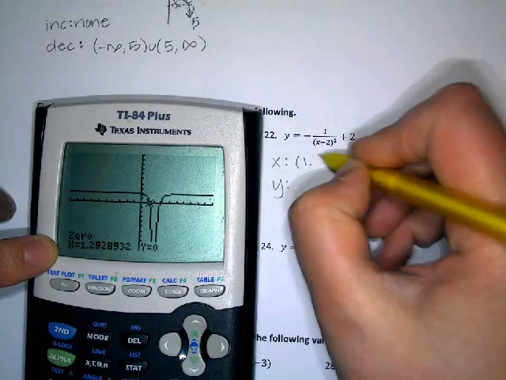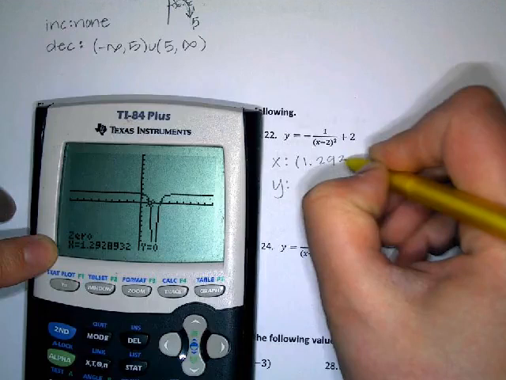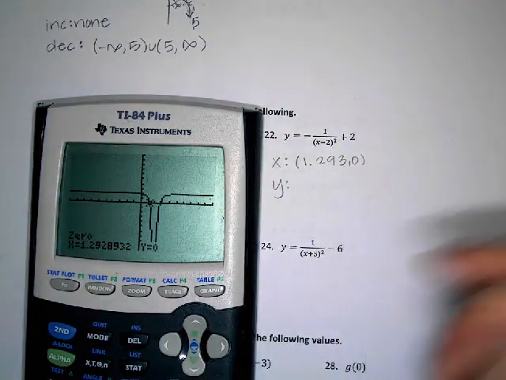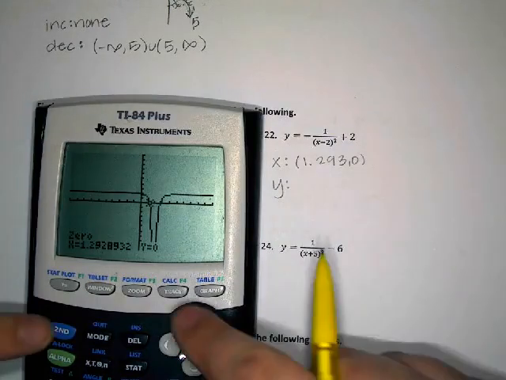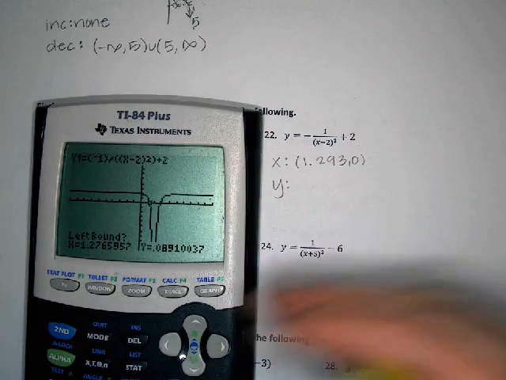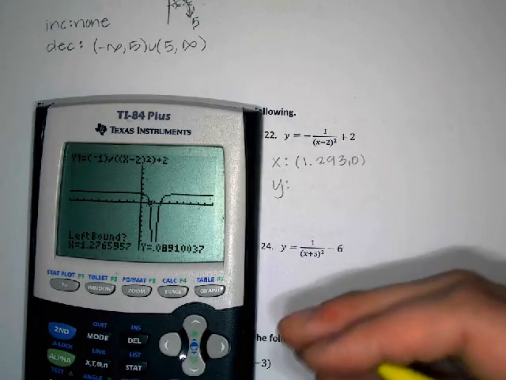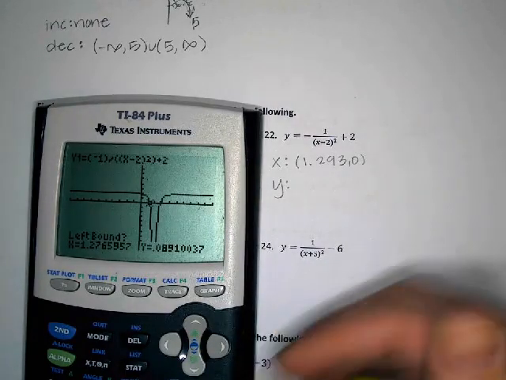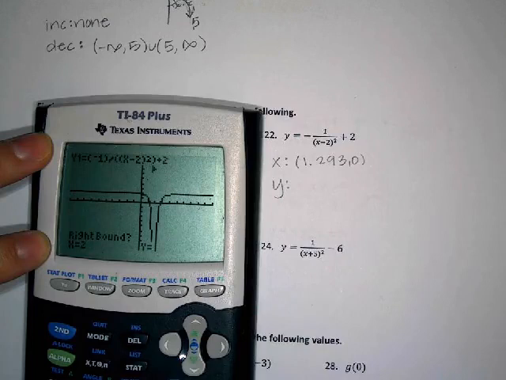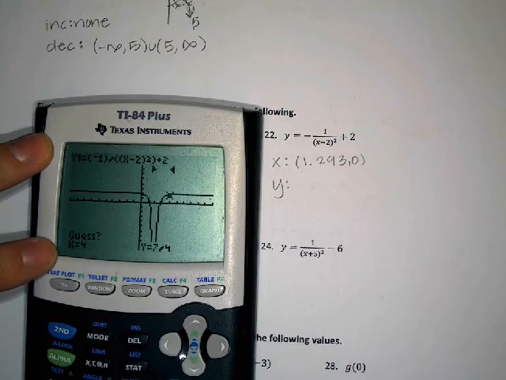And then my other x-intercept is to the right of 2, and so I'm going to do second trace, option number 2. And then for my left bound and right bound, I could use 2 to 3 or 2 to 4, something like that. So I'll do 2, enter, 4, enter. I'm going to ignore the guess, press enter one more time. So my other x-intercept is 2.707.